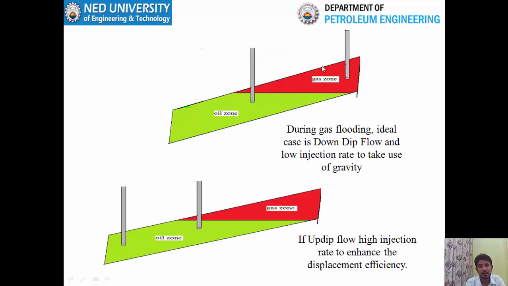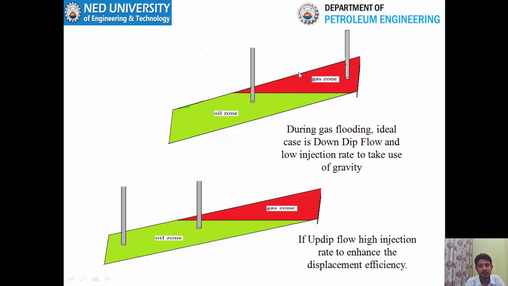But for gas flooding, you require the reverse phenomenon. Gas is less dense as compared to oil. So these are the two cases. One is for the down dip flow; in this case the injection well is located at the top structure. The other case is the up dip flow, where the injection well is located at the bottom structure. Since gas is less dense as compared to oil, gravity will not pull gas more as compared to oil.